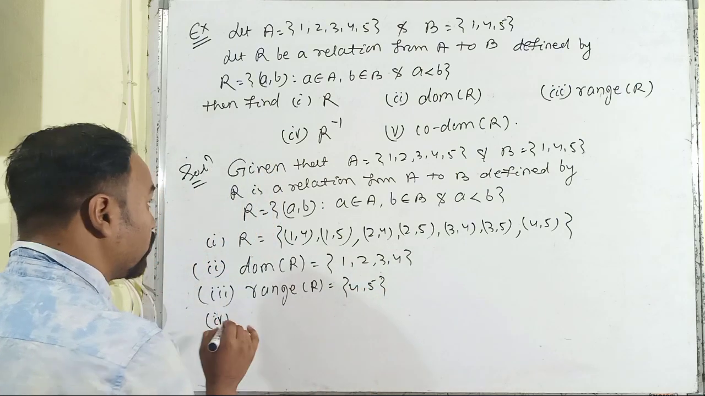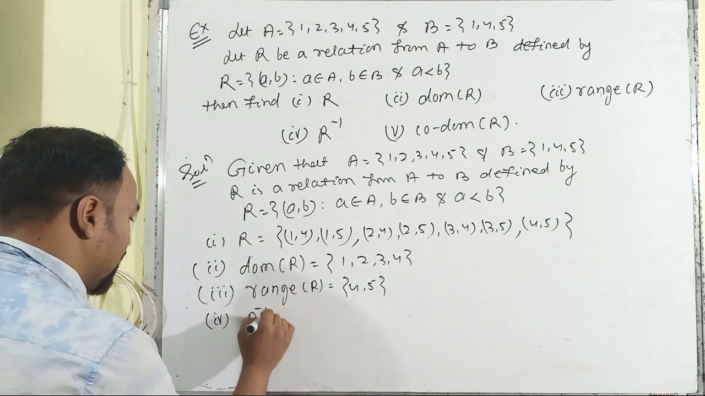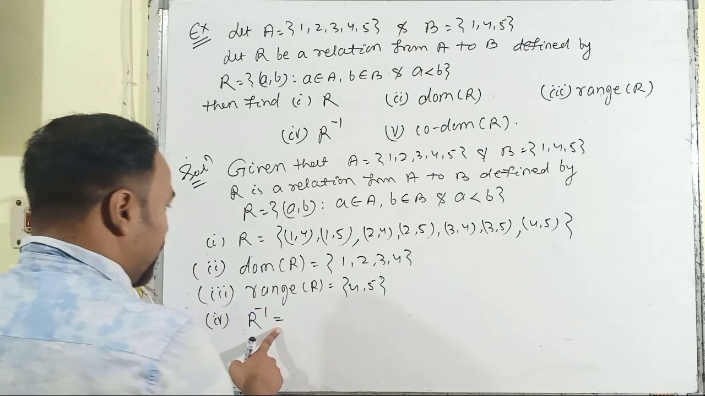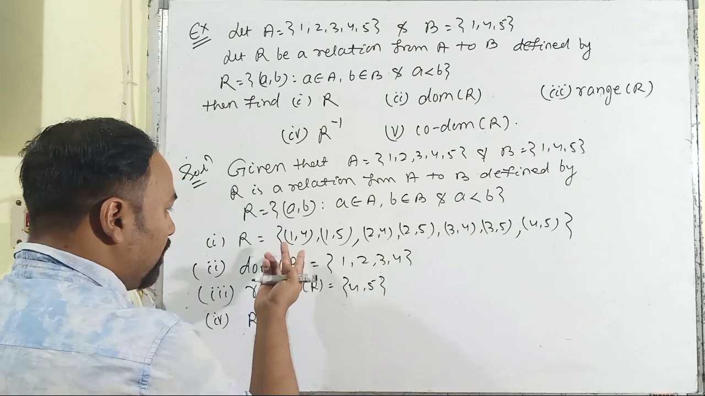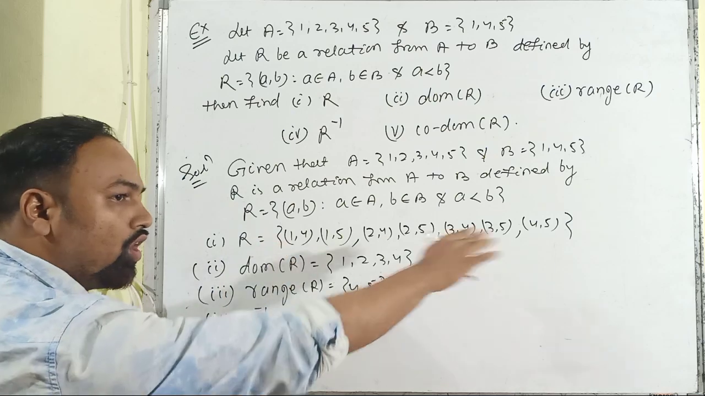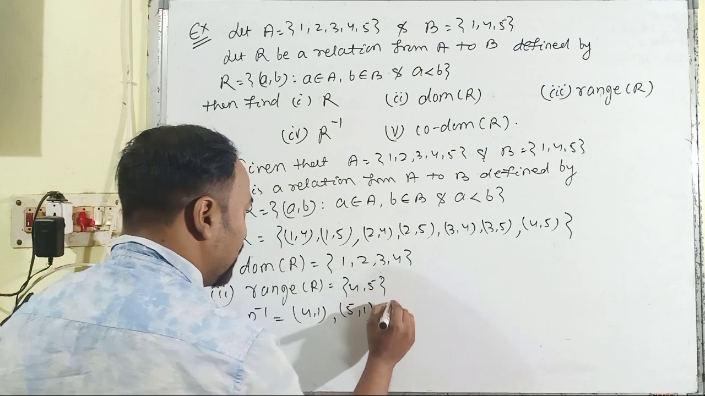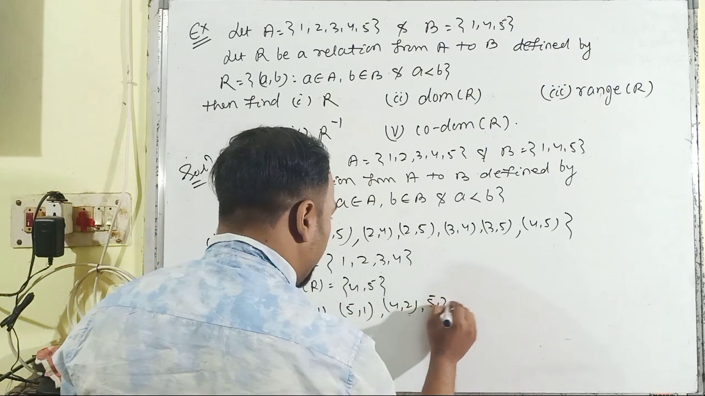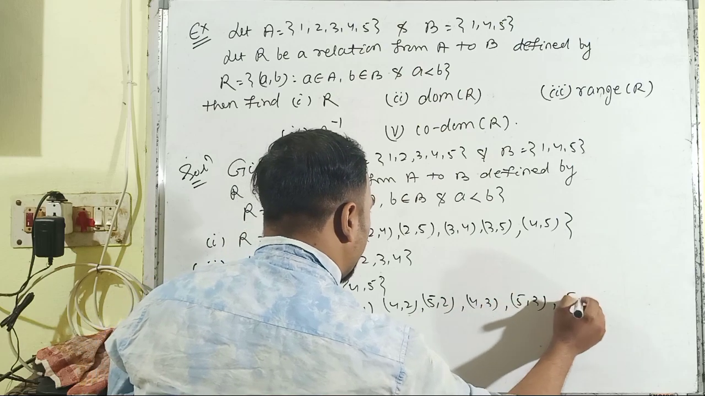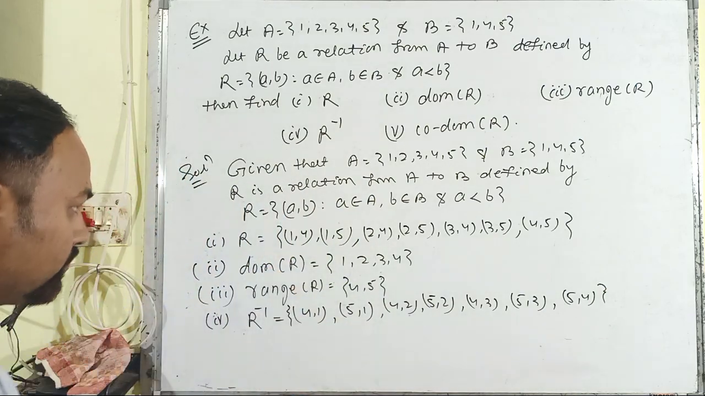Then moving towards the fourth bit, we have to find out the inverse of the relation. That means R inverse, and it can be defined by just interchanging the first component with the second component from the relation R in all order pairs. That means it will be (4, 1), (5, 1), (4, 2), (5, 2), (4, 3), (5, 3), then (5, 4). It is the R inverse.